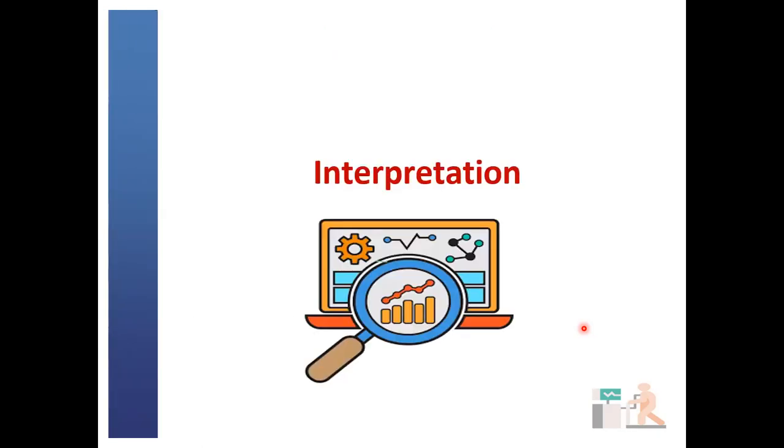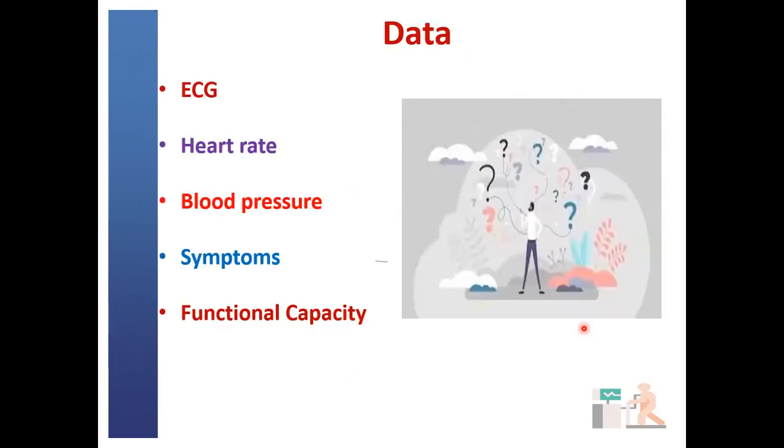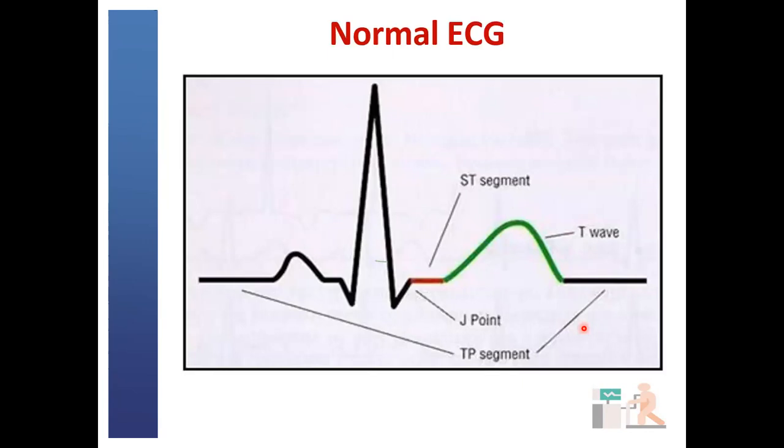This takes us to the more technical aspects of the stress testing. The data that we're going to obtain at the end of the day includes the ECG, heart rate, blood pressure, the symptoms, and functional capacity. They could be quite exasperating. So you need to have a good and solid understanding of what exactly you're looking out for, what it means, its clinical implication, and interpretation.